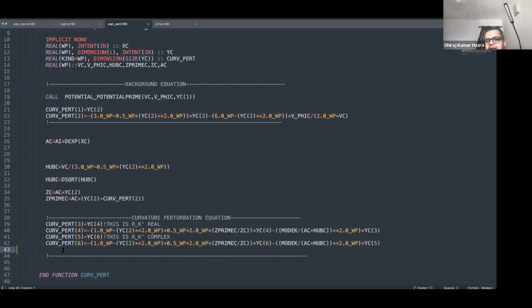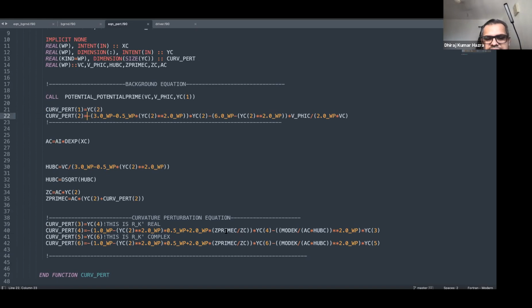It is a complex quantity, and mod of R_k square gives you the power spectrum multiplied by k cube by twice pi square. So the power spectrum is related to mod of R_k square, so it is complex. Two complex second order differential equations, if you break them into first order differential equations, become four. So we are solving four first order differential equations here, and the other two are basically the background equations.